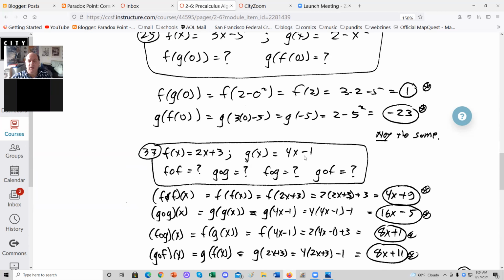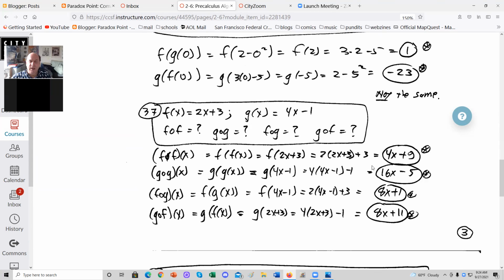Let's see. f of x is 2x plus 3 and g of x is 4x minus 1. What's f of f? What's g of g? What's f of g and what's g of f? So different compositions. F of f of x is f of 2x plus 3. So twice 2x plus 3, that plus 3. After a bit of arithmetic, you get 4x plus 9.